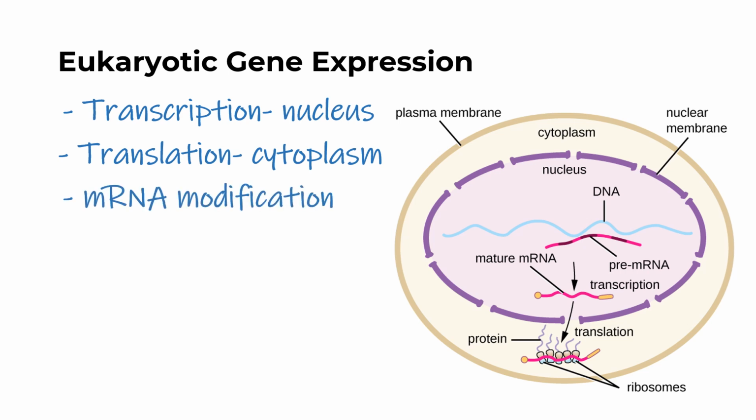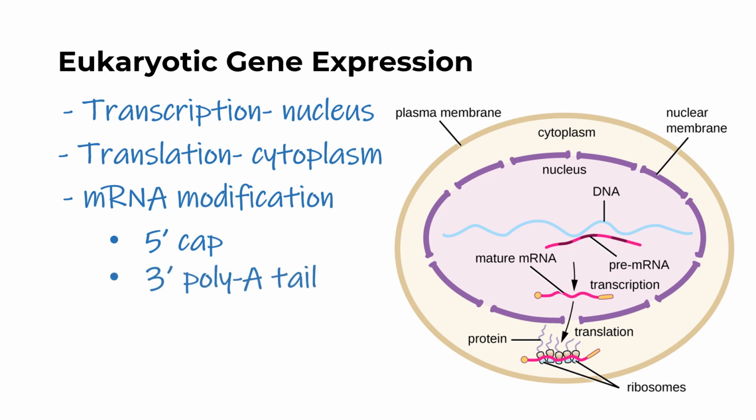There are three major modifications that occur to eukaryotic mRNA. The first is that a special nucleotide modification is added to the 5' end of the molecule. This is called the 5' cap. At the end of transcription, a series of adenine ribonucleotides are added to the 3' end. This is called a poly-A tail.